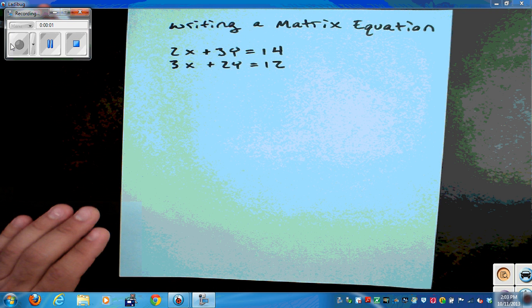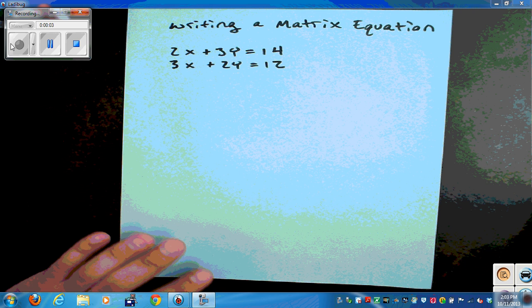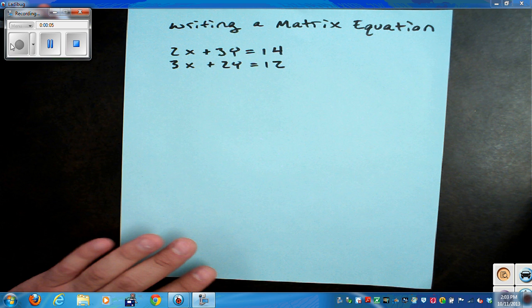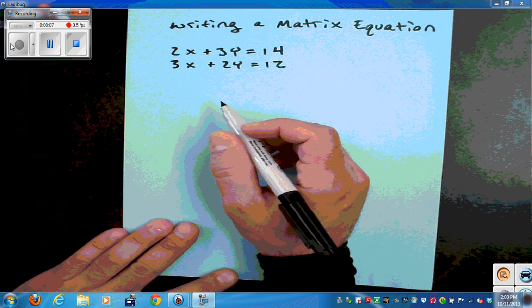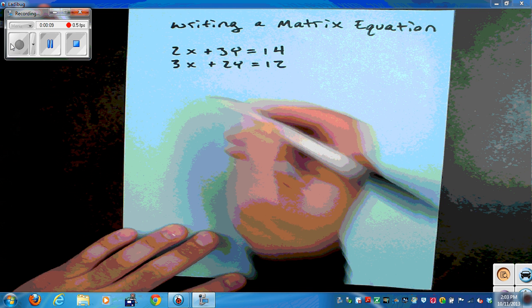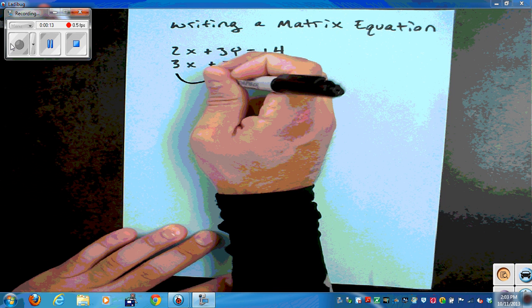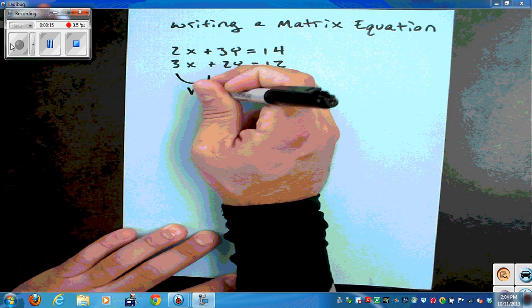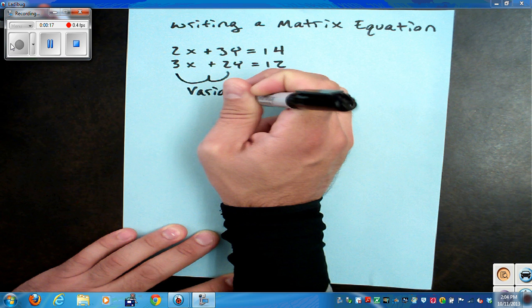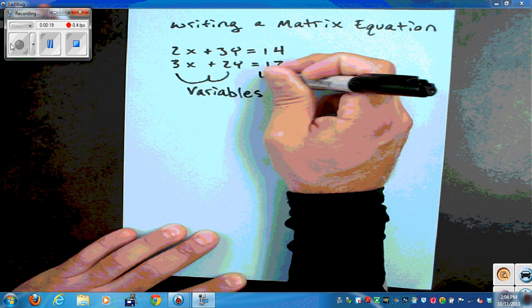All right, in this video, I'm going to go over how to write a matrix equation. When you're writing a matrix equation, you're really starting with a system of equations, which comes up with two different parts. You have your variables on the left-hand side of the equation, and your constants on the right.